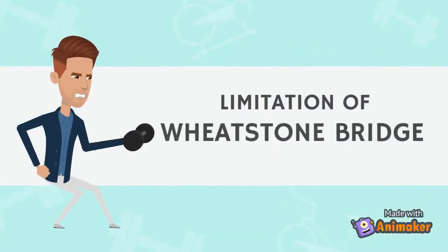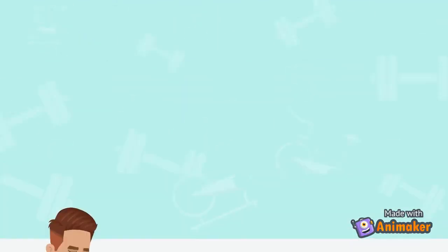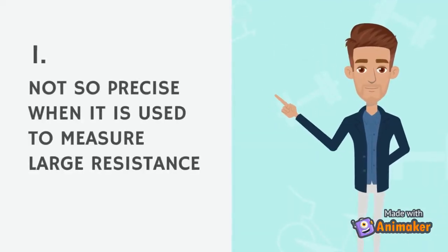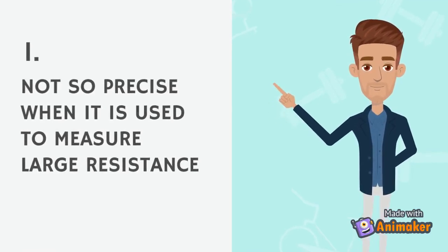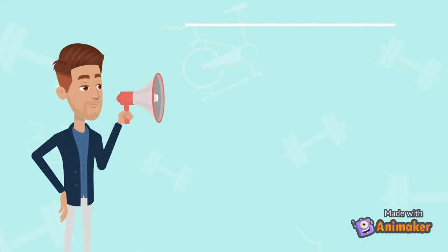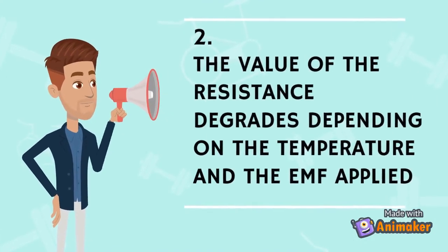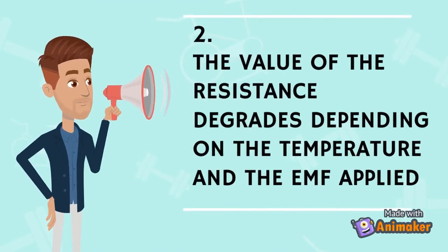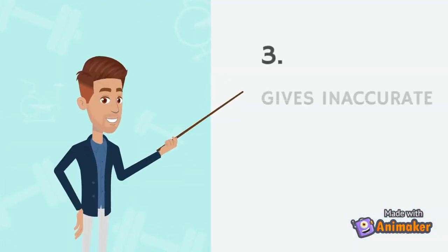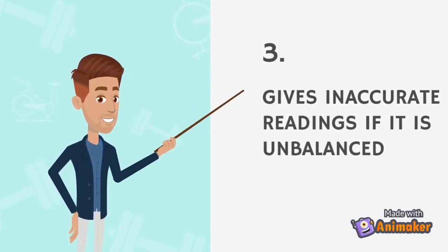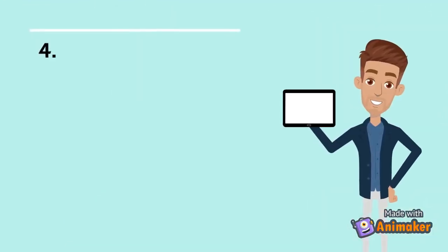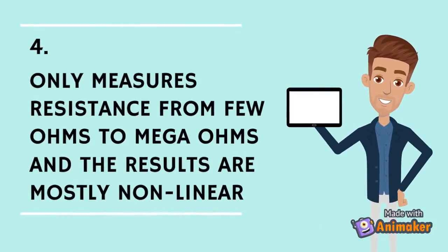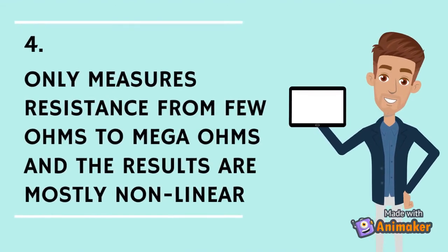The last part is the limitation of Wheatstone Bridge. The first limitation is that the bridge is not so precise when it is used to measure large resistance. Next, the value of the resistance degrades depending on the temperature and the EMF applied. The Wheatstone Bridge also does not give an accurate reading if it is unbalanced. The last limitation is that the bridge only measures resistance from a few ohms to mega ohms, and the results are mostly non-linear.